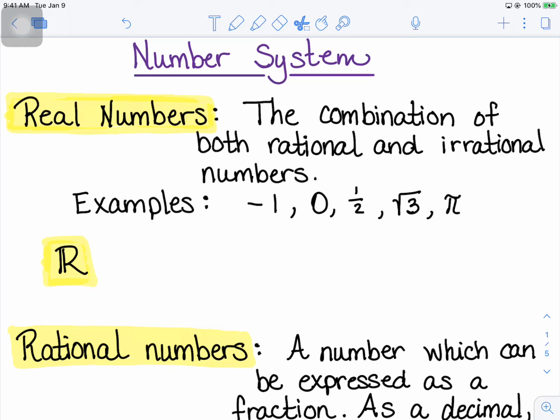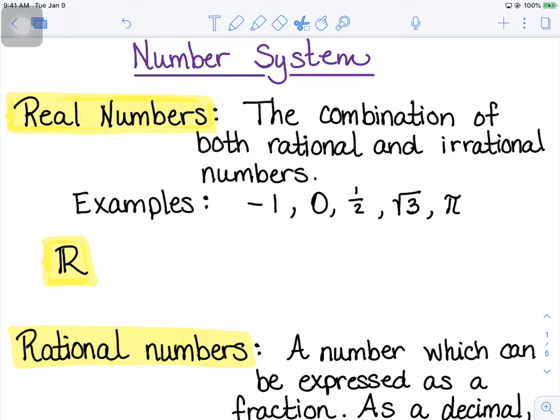So we're going to talk first about the real number system. The real number system is the combination of both rational and irrational numbers, and you'll learn a little bit more about what rational and irrational mean. Examples of real numbers are -1, 0, 1/2, the square root of 3, and pi. Those are all real numbers.